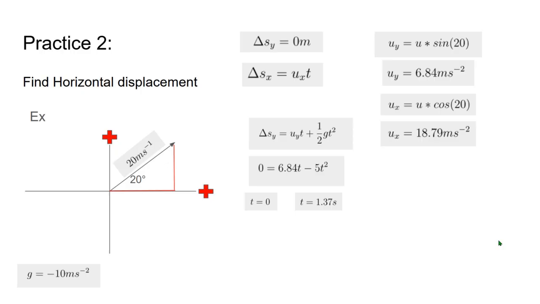Now that we have both ux and t, we can find the horizontal displacement using our initial equation. If we substitute for the horizontal velocity and the time period, and multiply those two values together, we will get the horizontal displacement, which is 25.7 meters.